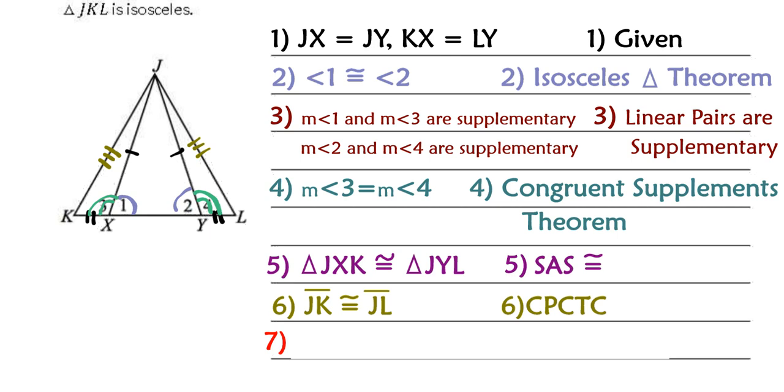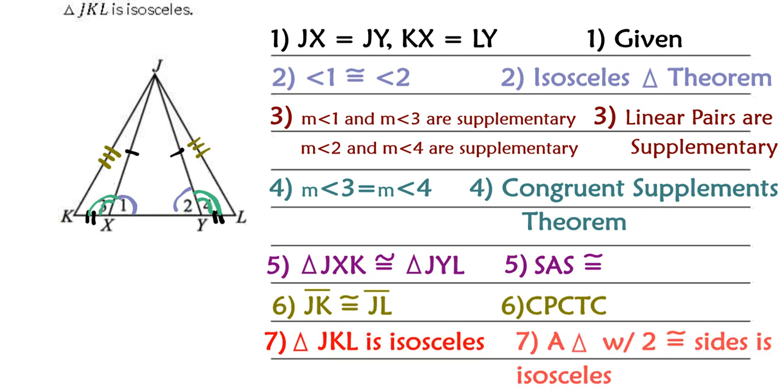Now, we're supposed to prove that this big triangle JKL is isosceles. We just proved that it has two sides the same. Our proof is not done until I actually say in my proof that it is isosceles, because an isosceles triangle has two congruent sides. So make sure when you're asked to prove it's isosceles, that's how you end your proof, saying that it's isosceles.